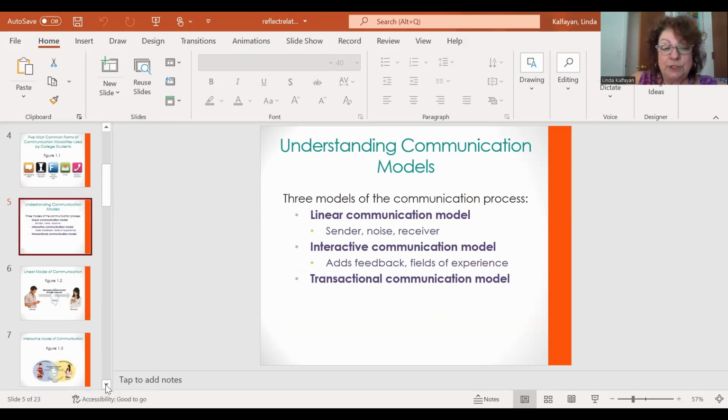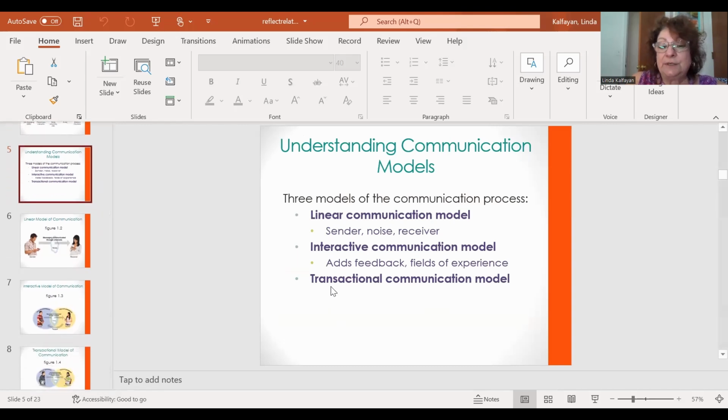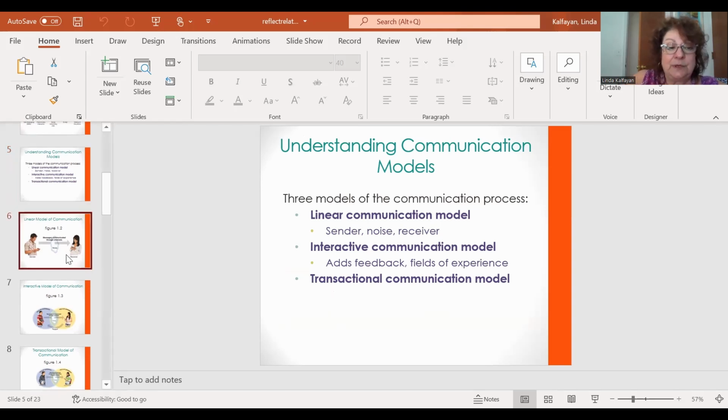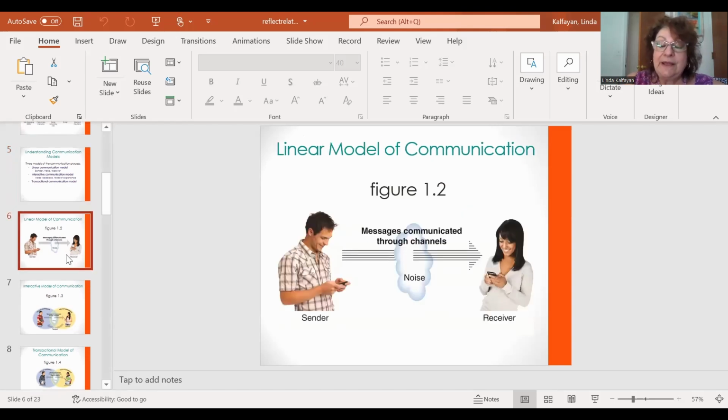So as we were just talking about linear, interactive, and transactional, your book describes these at length. So we're going to skip to the next one, which shows you the picture in the book that a linear communication has a sender and a receiver. And in human communication, we call that sender a speaker and a listener. And again, it's just one-way communication as it's directed.